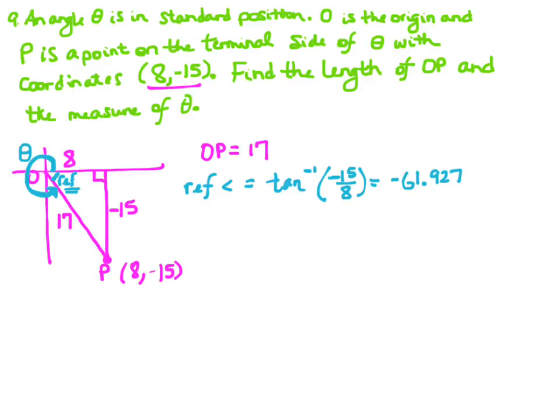But what I really want is the angle in standard position going all the way around to there. And so to find that angle, I'm going to do 360 minus my reference, 61.927. And so the theta that we're looking for is 298.072 degrees.